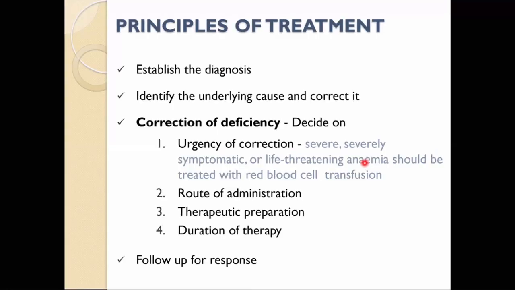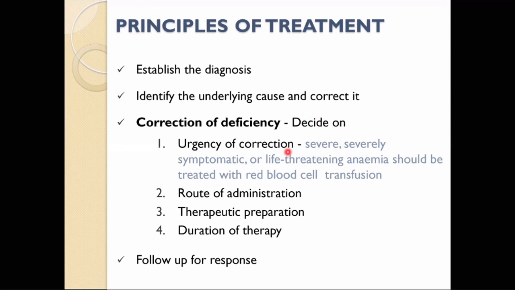Okay, yeah. So you would, because you will have to treat her, right? First of all, now you have come to a reasonable diagnosis, you establish a diagnosis, but there is an underlying cause in her, right? So you will have to identify it and correct it. And then at the same time, you will also have to correct the deficiency. And when you're correcting the deficiency, you will have to decide on how urgent it is, right? Do we need to correct it very quickly, or can we take a few weeks to a few months to correct it?